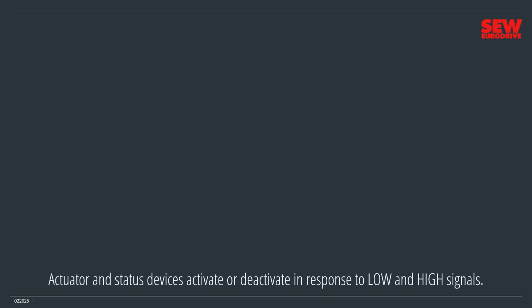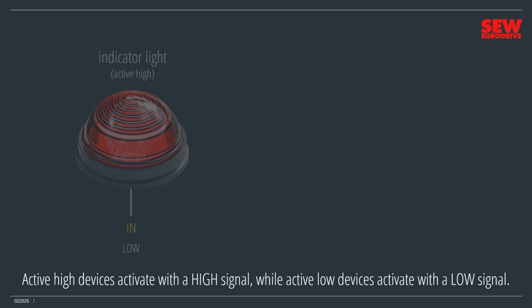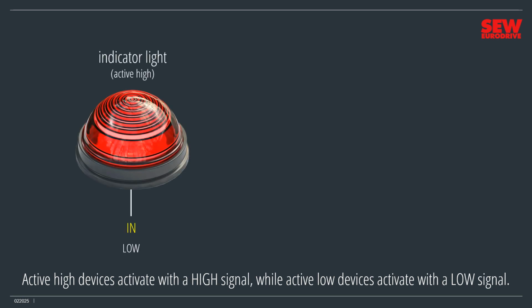Digital actuator and status devices activate or deactivate in response to low and high signals. An active high output device activates with a high signal, while active low devices activate with a low signal. Pretty logical. This indicator light is active high. Since the input is low, it's not illuminated, but change the input to a high and it lights right up. Go back to a low and the light goes out.